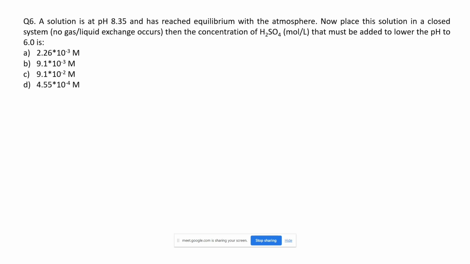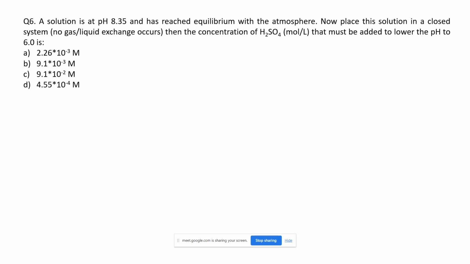So the question is, a solution is at pH 8.35 and has reached equilibrium with the atmosphere. Now place this solution in a closed system. Then the concentration of H2SO4 that must be added to lower the pH to 6 is. So we have been given a solution which is at pH 8.35 and it is open to the atmosphere and equilibrated with it. Now we are placing this solution in a closed system and adding H2SO4 to lower the pH to 6, and we have to find out how much H2SO4 will be added.